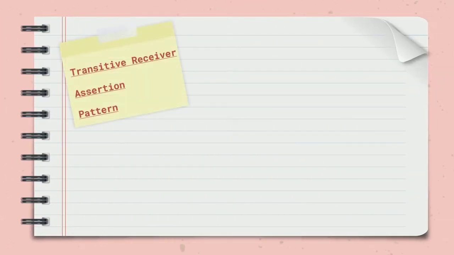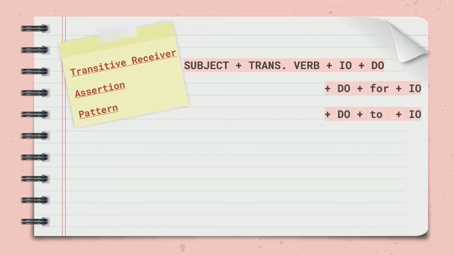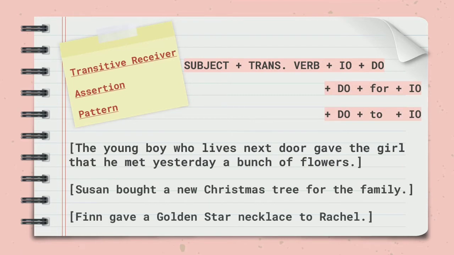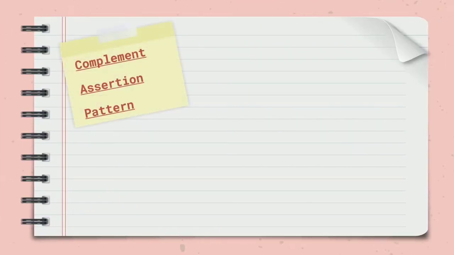We also have the transitive receiver assertion pattern, which not only has a direct object but also an indirect one. So we have subject plus transitive verb plus indirect object plus direct object, or direct object plus for or to particles plus indirect object, as in the young boy who lives next door gave the girl that he met yesterday a bunch of flowers, Susan bought a new Christmas tree for the family, and Finn gave a golden star necklace to Rachel.